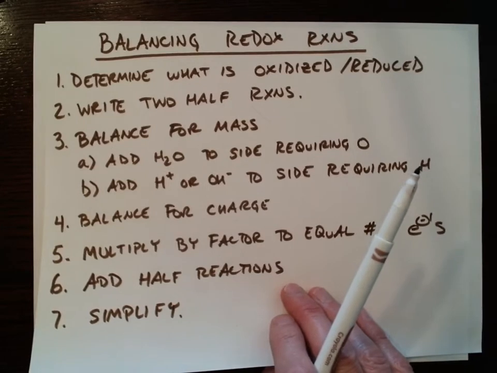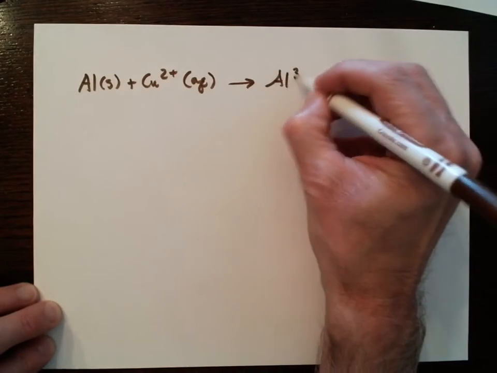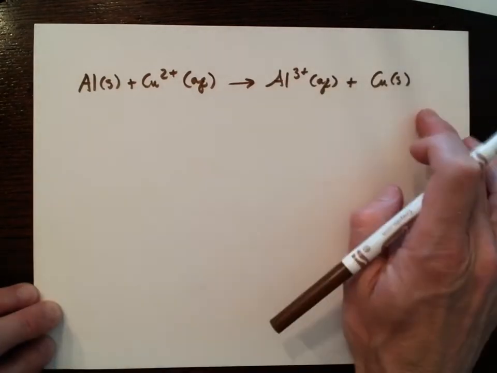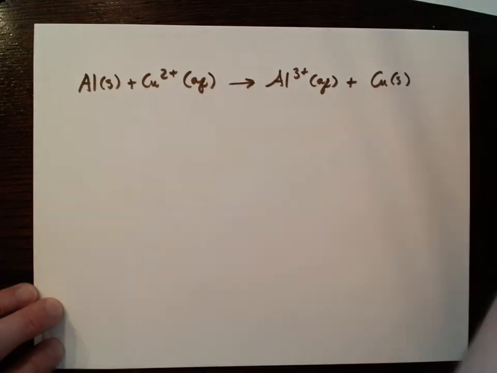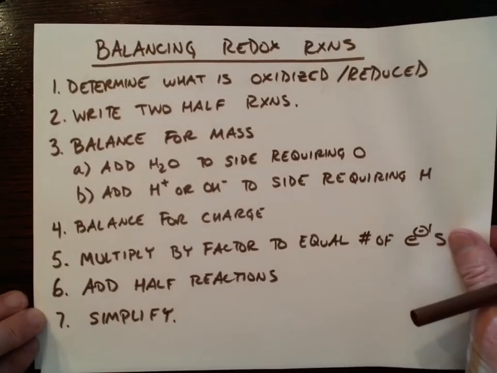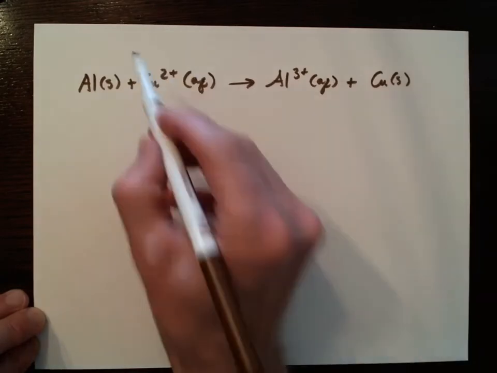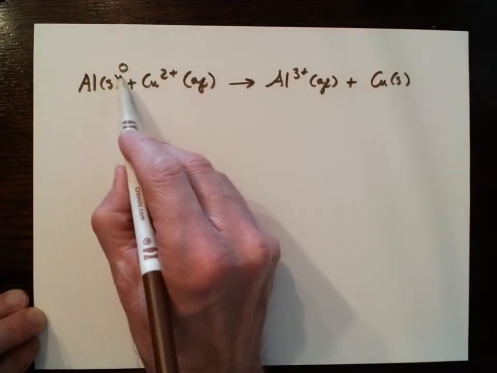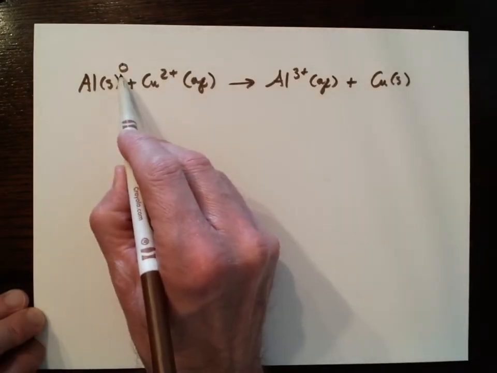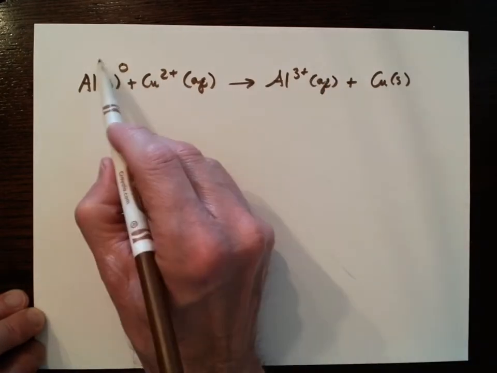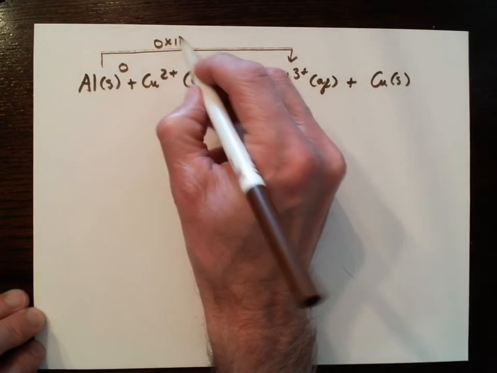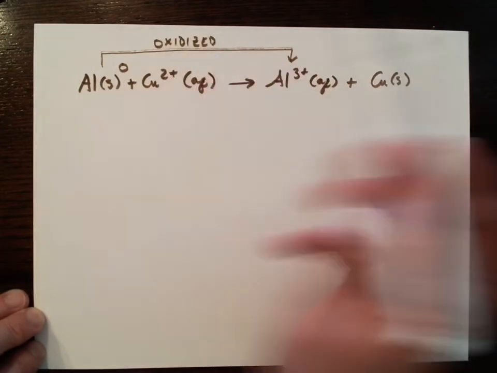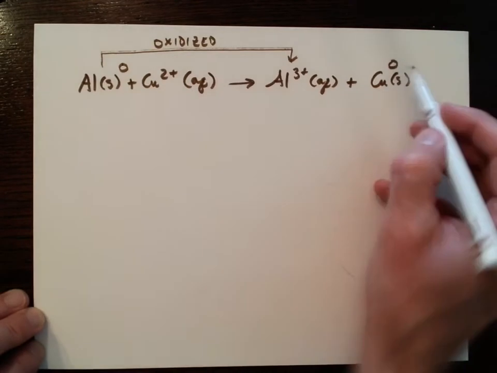Okay, let's try this particular reaction first. This is going to be the reaction that we're going to write. Well, first, we need to determine what is oxidized and what is reduced. Well, it looks like aluminum is going from an oxidation number of 0 to an oxidation number of +3. So it looks like my aluminum is oxidized. And that means the copper is going to need to be reduced, and it is, +2 going to 0.